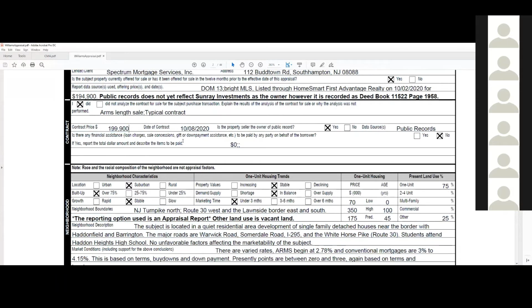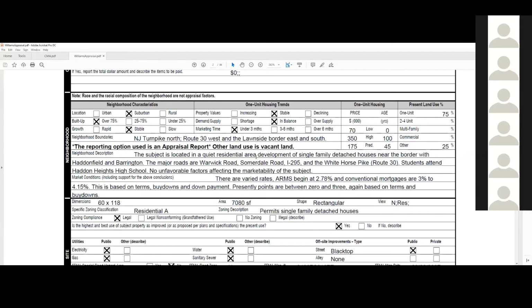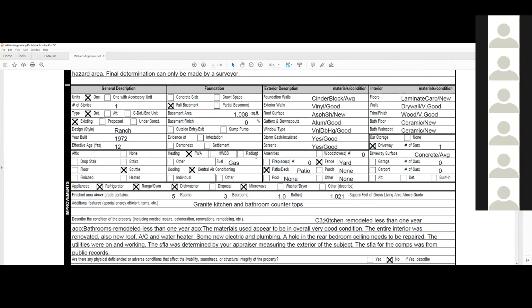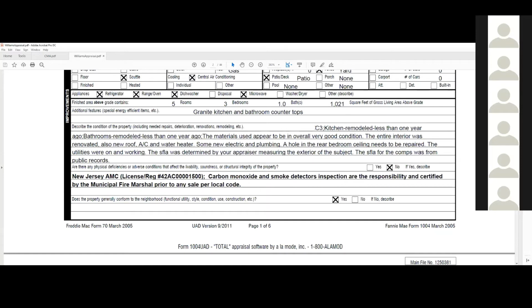All right. They talk about the rest of the stuff as it's similar to our reports, but it's a little different because they use different software. It talks about the property in a lot more detail. That's why we paid them $500 to create such a report. So here are some of the items that you may want to read. C3, kitchen remodeled less than 1 year ago, bathrooms remodeled less than 1 year ago. The materials used appear to be overall in very good condition. The entire interior was renovated, also new roof, AC, water heater, some new electric and plumbing. A hole in the rear bedroom ceiling needs to be repaired.